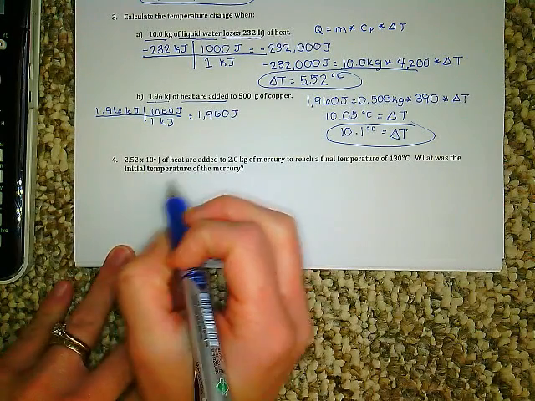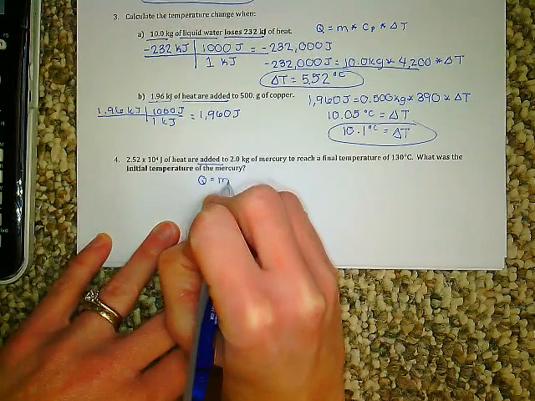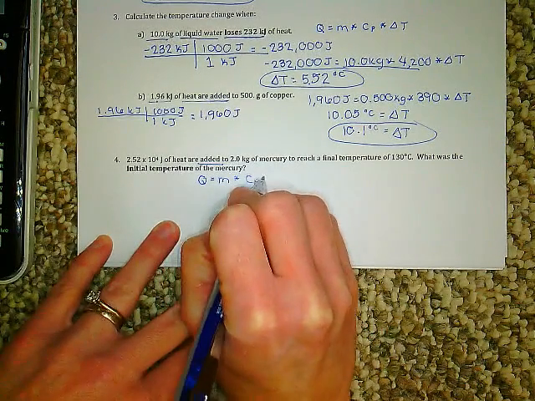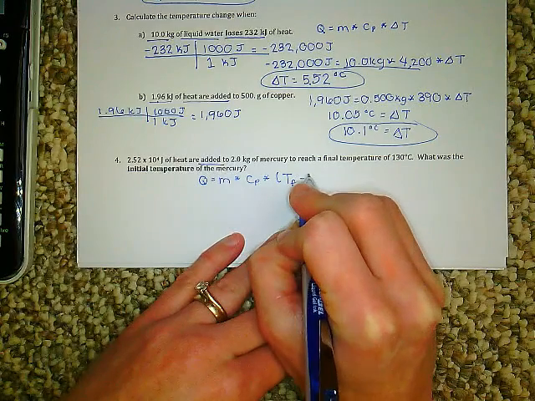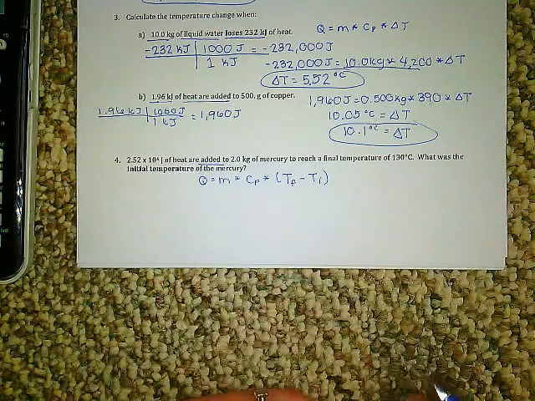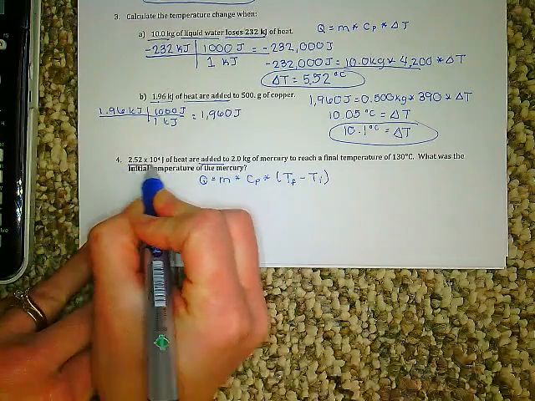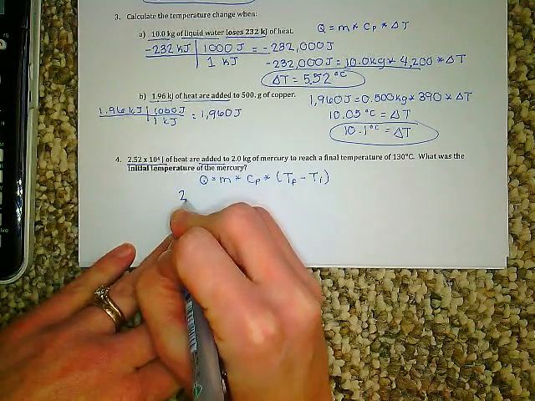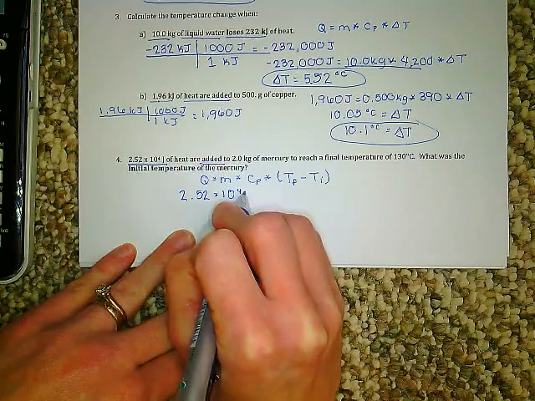One more on this page, guys. Number 4. We've got 2.52 times 10 to the 4th of heat added. So that's going to be a positive value. So let's go ahead and write Q equals mass times specific heat times the final temperature minus the initial temperature. Why did you write it like that, Miss Vaughn? You're going to see in just a second. So here is my Q value. I'm going to go ahead and plug that in.